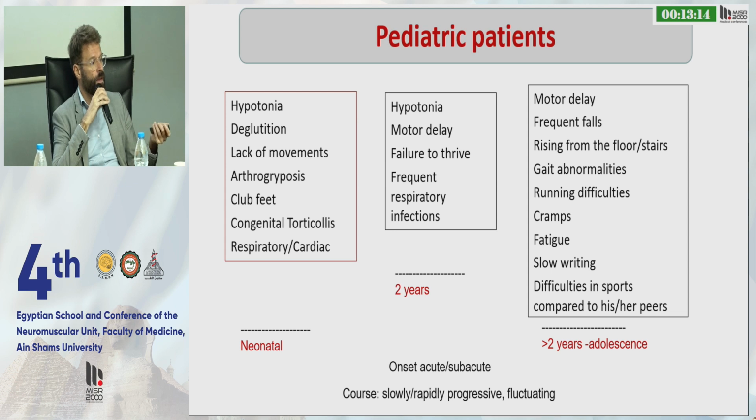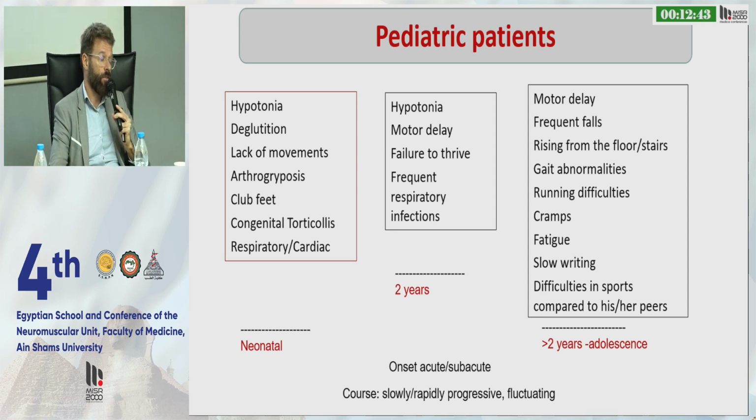Okay, running difficulties, cramps, fatigue when they are in school. For example, a sign of muscular weakness is that they are very slow in writing, and although they do not have central nervous system involvement, sometimes these children are thought to be slower mentally than others, but it's not mental, it's only a problem of muscular weakness. And then, of course, in older age, you have to evaluate if there are difficulties in sports compared to his or her peers.